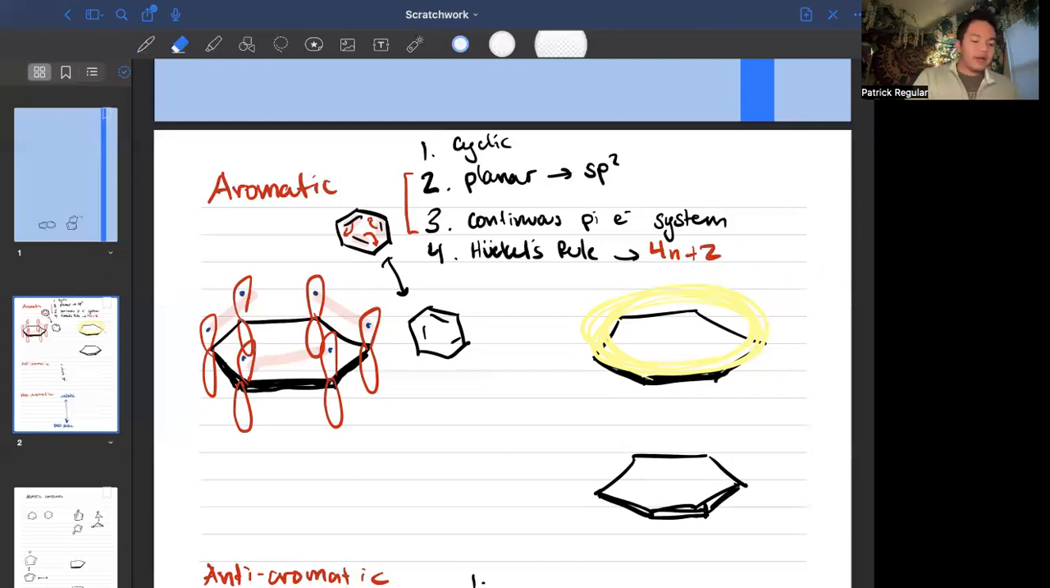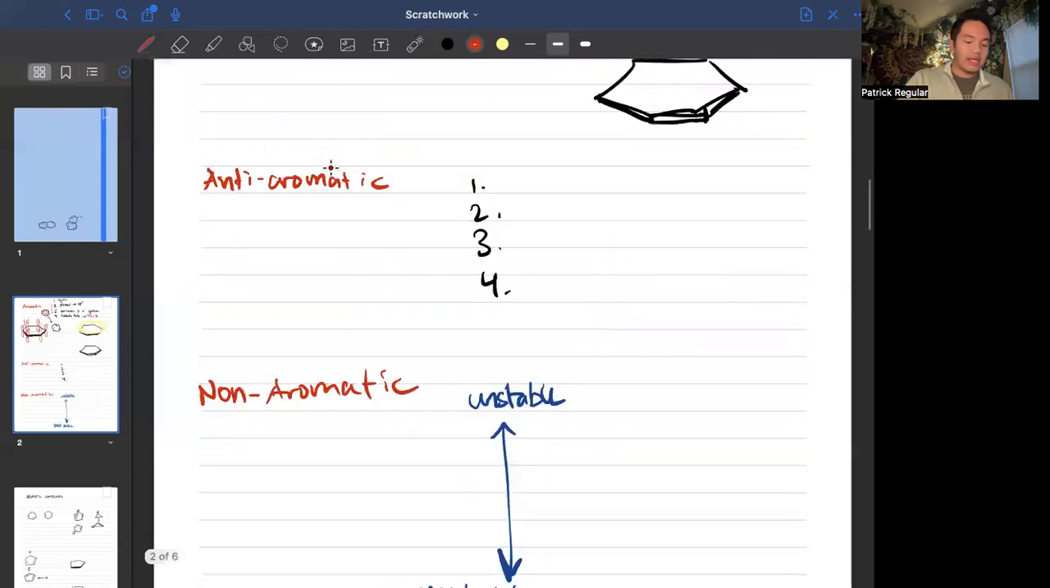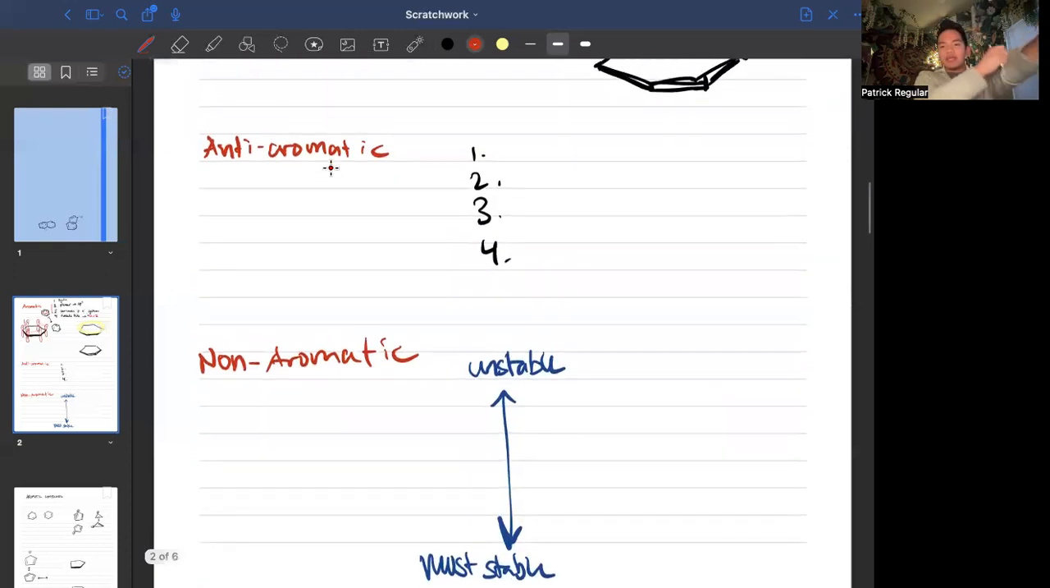So we defined aromatic rings. There are 2 other definitions you have to know. First is anti-aromatic and non-aromatic. And you might be thinking, is there a difference? Yes, and it's a pretty big difference. So anti-aromatic is really simple.